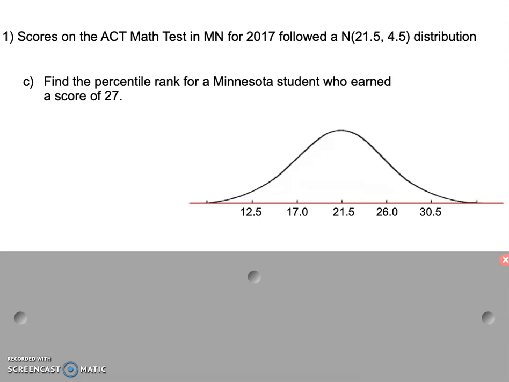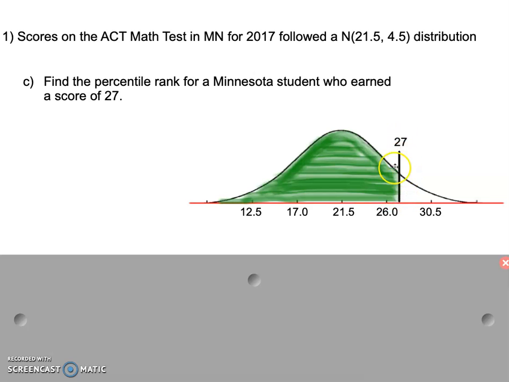Okay, try part C on your own. Pause, come back, see how you did. Okay, percentile rank for someone who got a score of 27. Step 1, make the normal graph. Step 2, shade in the area of interest. Percentile rank represents the percent of people that you actually beat if you got a score of 27.